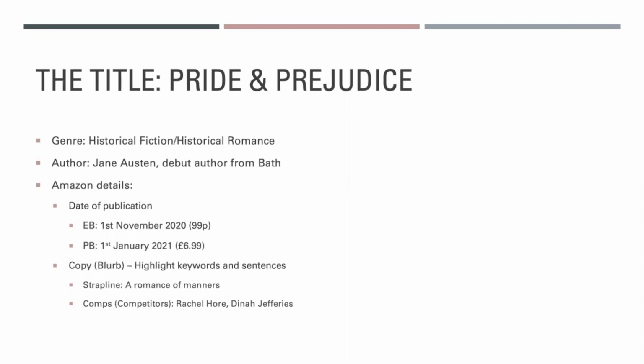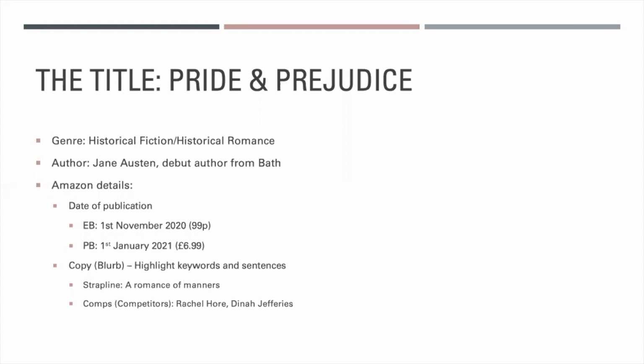So for the sake of Pride and Prejudice, I have put the title, obviously, and the author, in this case the debut author from Bath. We're just going to pretend that this wonderful classical author has only just been produced and this is her first book. The Amazon details are that the ebook is coming out on the 1st of November at 99p, and the paperback is coming out on the 1st of January 2021 for $6.99. It's pretty standard ebook and paperback publication prices, and the dates are completely random, so don't really pay attention to that.